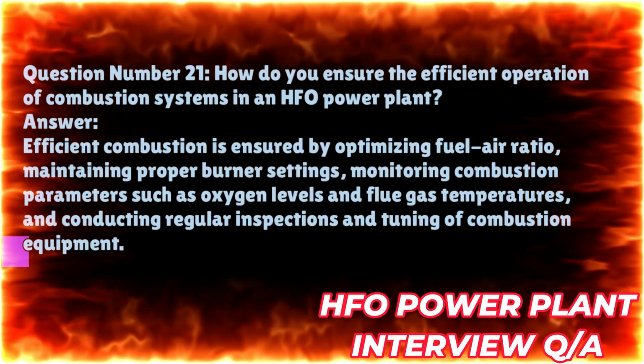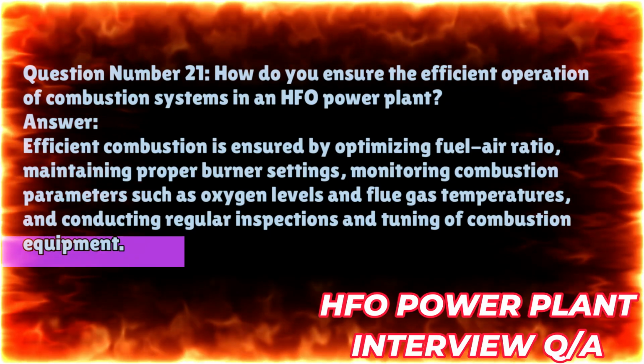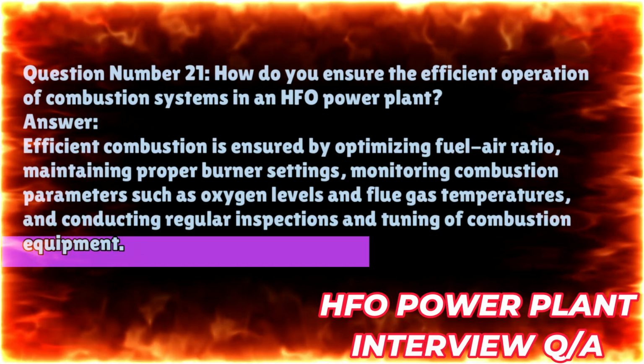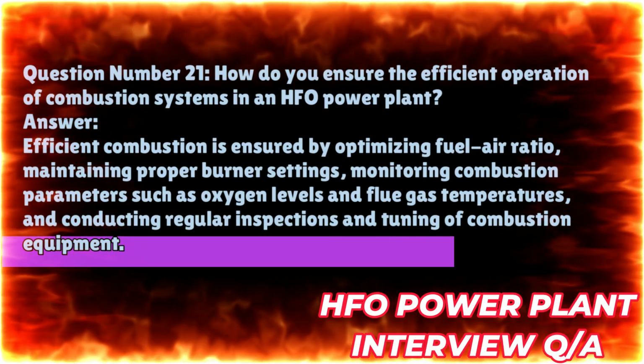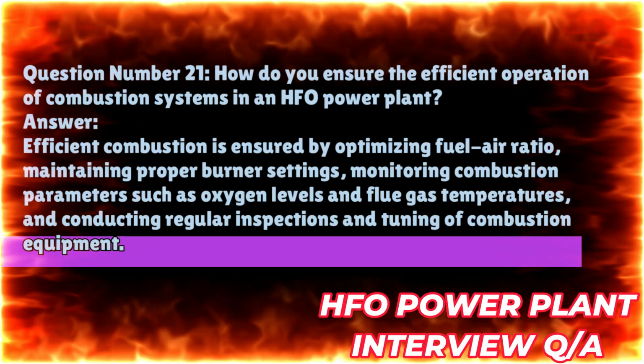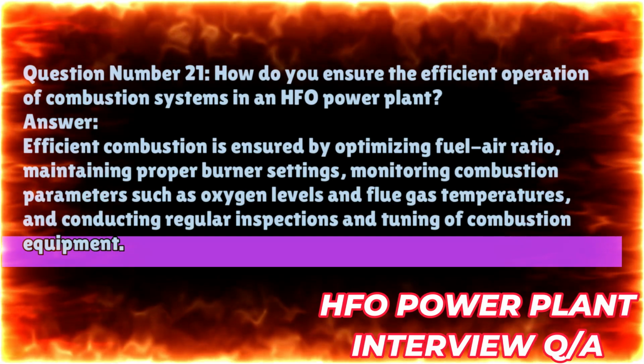Question number 21. How do you ensure the efficient operation of combustion systems in an HFO power plant? Answer. Efficient combustion is ensured by optimizing fuel-air ratio, maintaining proper burner settings, monitoring combustion parameters such as oxygen levels and flue gas temperatures, and conducting regular inspections and tuning of combustion equipment.